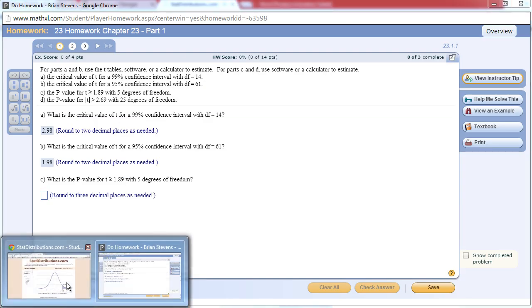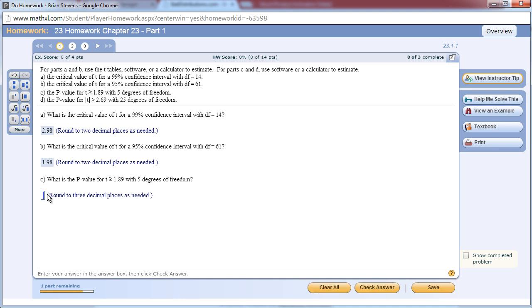Good deal. The answer was very small, 0.059. And we have enough decimals.